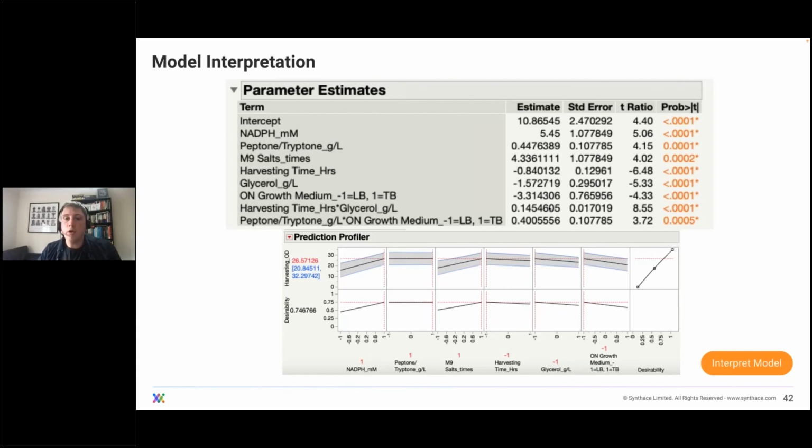Another thing you could do to interpret the model is to make a prediction. JMP provides this profiling tool, which is a really good way to let you play with the factor levels and see how the predictions change. This model actually predicts that we should use low glycerol and a short harvesting time, which is really interesting and quite unexpected given what we initially saw when we eyeballed the data.